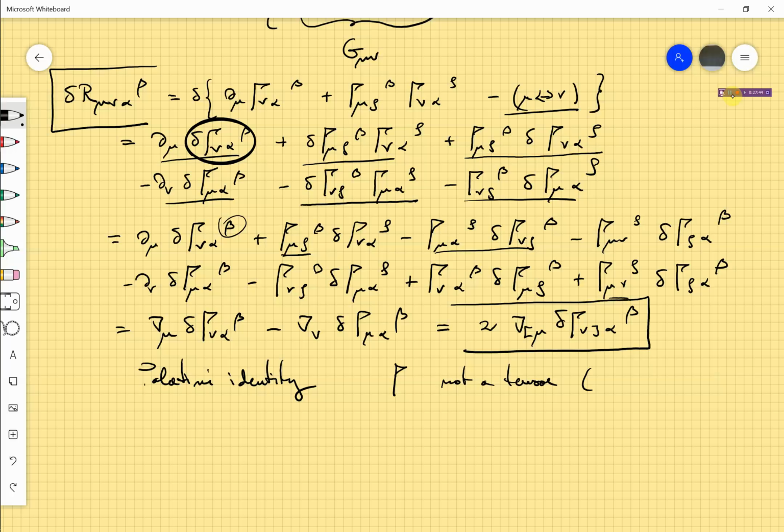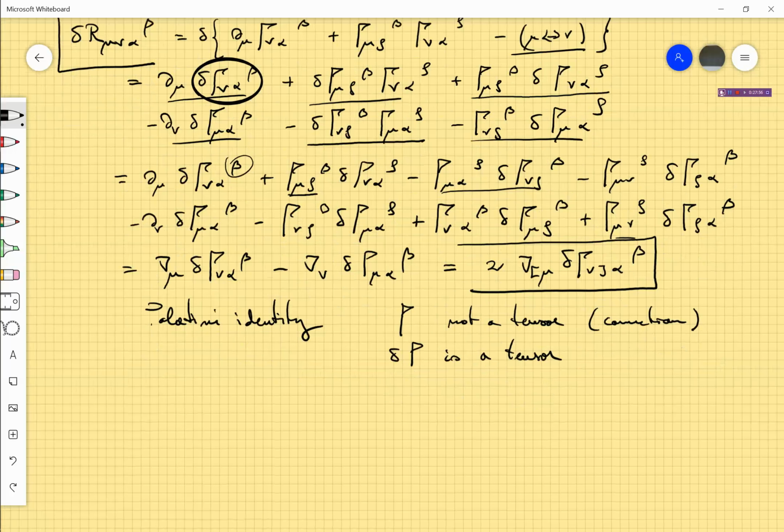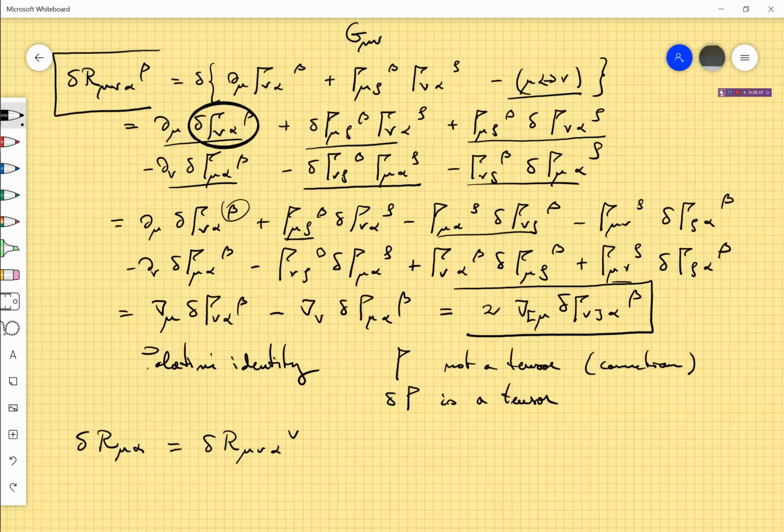Oh, it is a connection, which is something else. But delta gamma is a tensor, and then it makes sense to define the covariant derivative of delta. Okay, so now using this, I can find the variation of the Ricci tensor. Better with these indices, because the only thing that they have to do is to call beta nu in this expression.